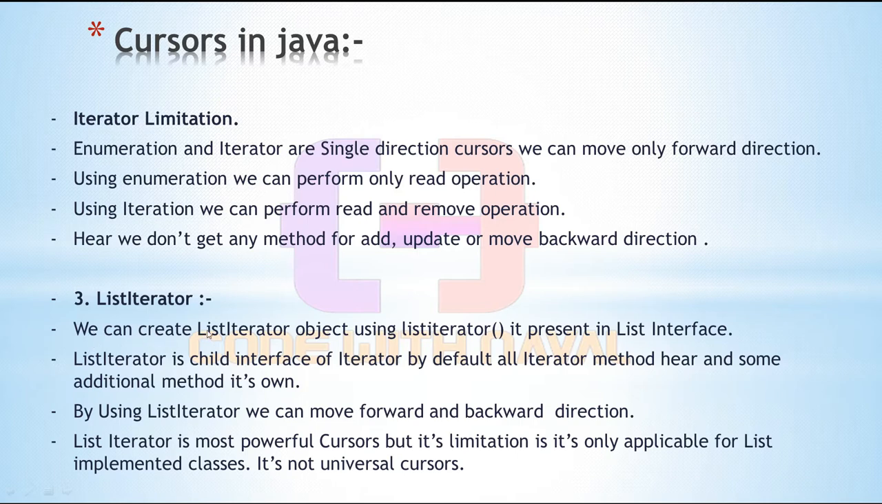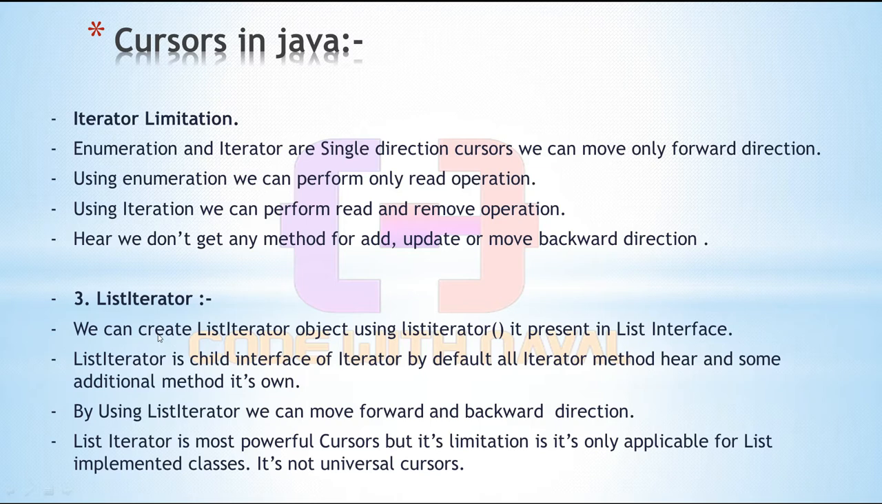We can create a list iterator object using the listIterator method, which is present in the List interface. We can simply use the listIterator method and create a list iterator object. ListIterator is a child interface of the Iterator interface. That's why, by default, all Iterator methods are present here, as well as some additional methods of its own.